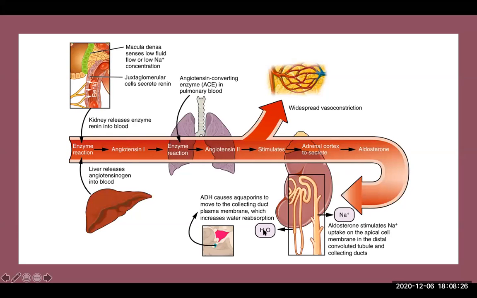So this just shows the effects of this renin angiotensin aldosterone system on blood pressure and blood volume. The liver releases angiotensinogen into the blood. The kidneys release renin, which forms an enzymatic reaction that creates angiotensin II. Angiotensin I gets converted to angiotensin II, which causes widespread vasoconstriction of arterioles and also stimulates the adrenal cortex to secrete aldosterone, which increases reabsorption of sodium and water, which also helps to increase blood fluid levels.